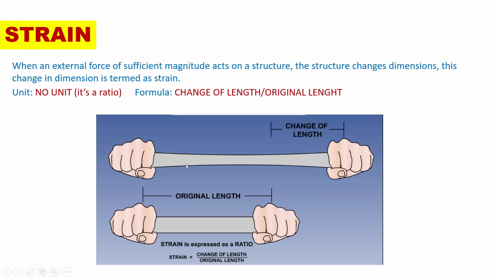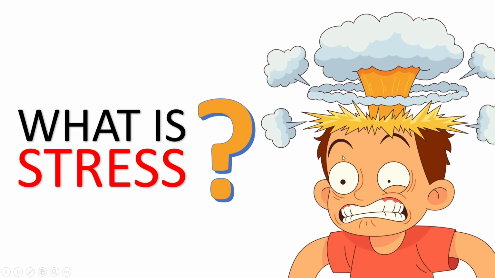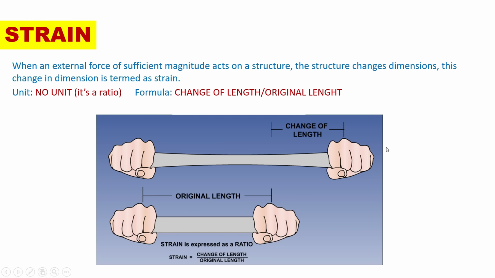Okay, now there is a very similar term, strain. Again, this is a stress, and strain might also look like this, but these psychology people have stolen our physics words. But it is very different. So, strain is when an external force of sufficient magnitude acts on a structure. The structure changes dimension. This change in dimension is termed as strain.